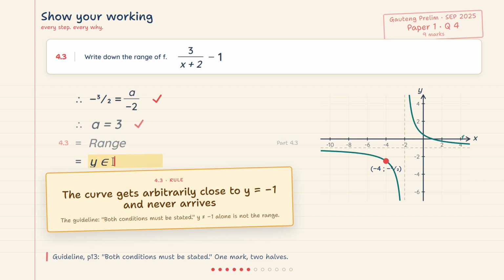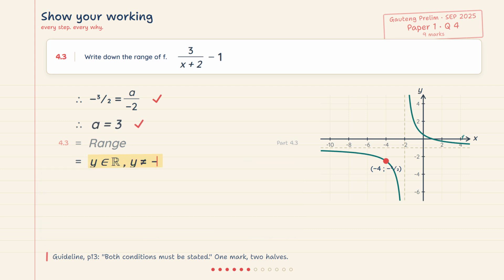Range is the y values, and for a hyperbola it is everything except the horizontal asymptote. 3 over something is never 0, no matter how big that something gets. So 3 over x plus 2 minus 1 is never exactly minus 1. It gets as close as you like from above and from below and never arrives. So y is any real number except minus 1. And write both halves. The guideline says both conditions must be stated, so y not equal to minus 1 on its own is not the range, because it never said which numbers y is allowed to be.